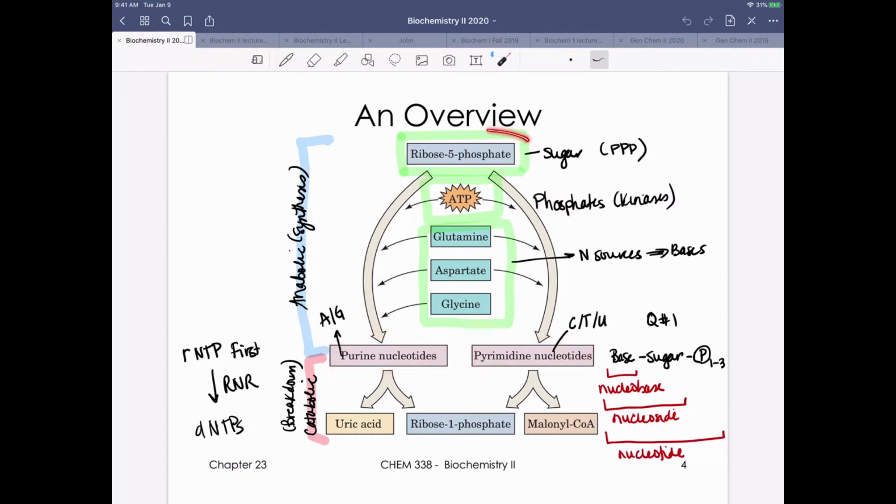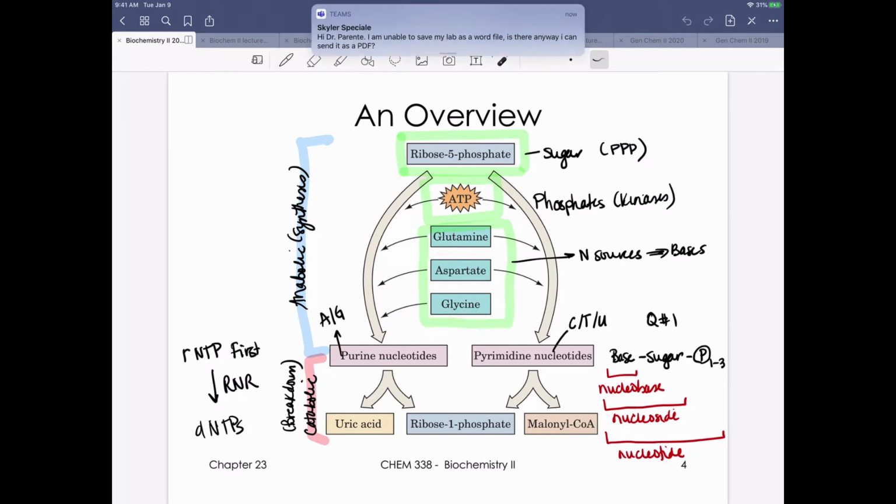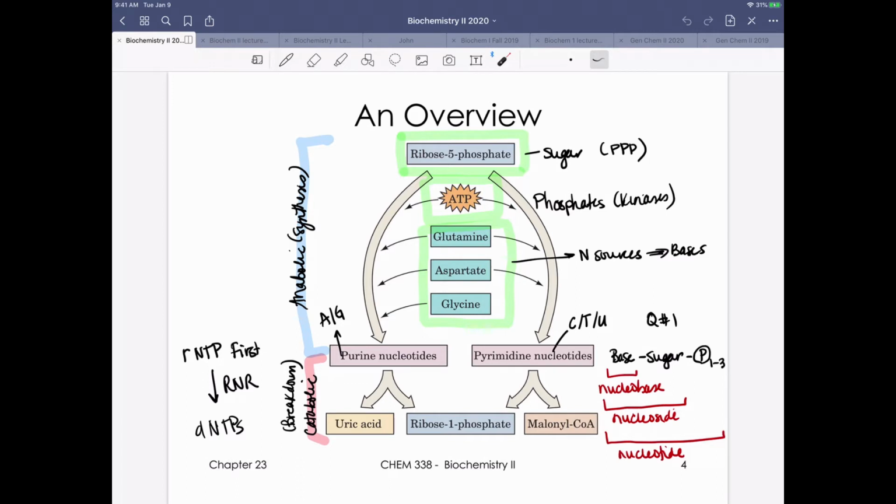But at the end of the day, they all involve having a sugar. We're going to have phosphates that we're going to be adding from ATP via kinase chemistry. And then we build the nitrogenous bases, generally from glutamine, aspartate, and glycine, some providing carbon atoms, some providing nitrogen atoms.